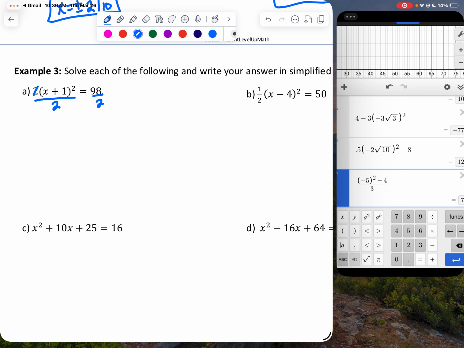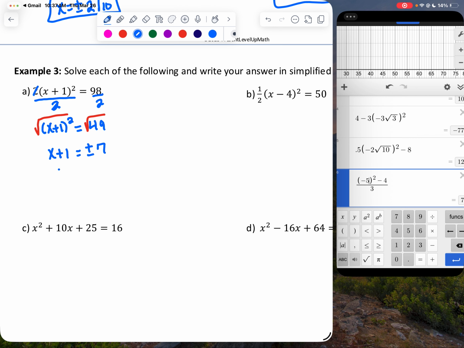So this 2 will cancel with this 2, leaving me x plus 1 parentheses squared. Over here, we have 49. All right, now we've got our binomial squared by itself. So we'll take the square root of this side and the square root of this side. So the square root of x plus 1 squared is simply x plus 1. Square root of 49 would be plus or minus 7.